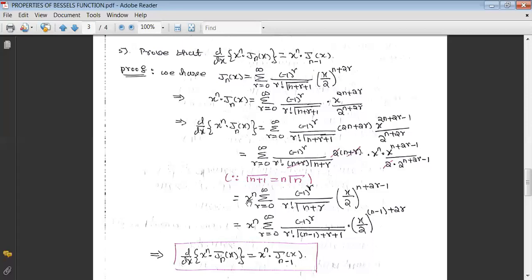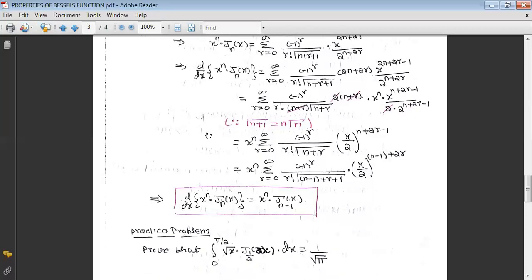Now take that x raised to n, which is free from r. Then we are left with the summation r varies from 0 to infinity of minus 1 raised to r divided by r factorial into, this is n plus r. Then this is taken out by combining these two, because both have the same powers. It can be written as x by 2 raised to n plus 2r minus 1. Now x raised to n is as it is. Then this n plus r can be written as n minus 1 plus r plus 1, because plus 1 minus 1 will get cancelled straight away with the previous step. And this can be written as n minus 1 plus 2r.